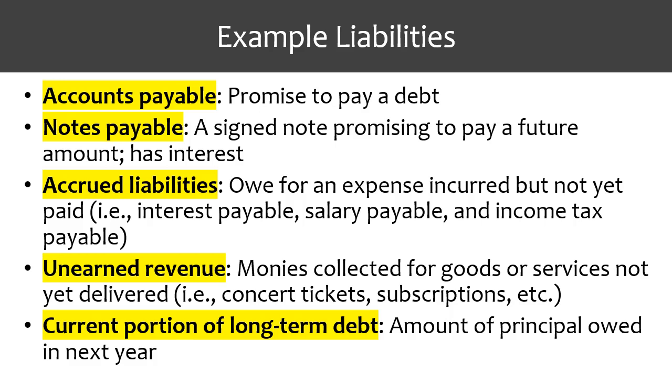Unearned revenue is another liability. Unearned revenue is money that we have collected for goods or services that we have not yet provided or delivered. For example, if we sell concert tickets, we have a liability until we actually perform the concert. If we sell magazine subscriptions for magazines we publish, we have a liability until we deliver those issues of that magazine. We also have the current portion of long-term debt, which is the amount of principal we owe on long-term debt over the next year.